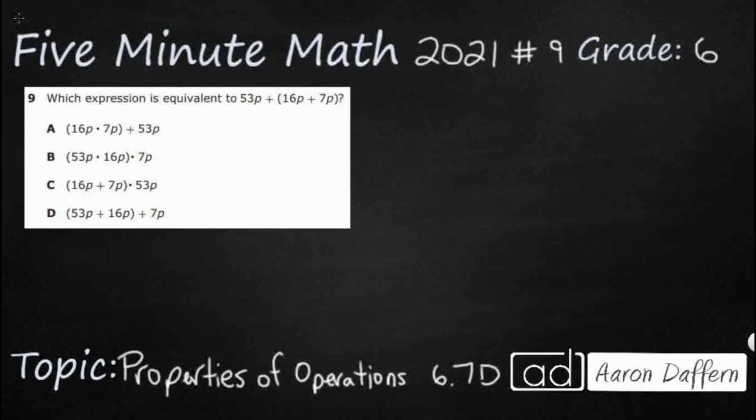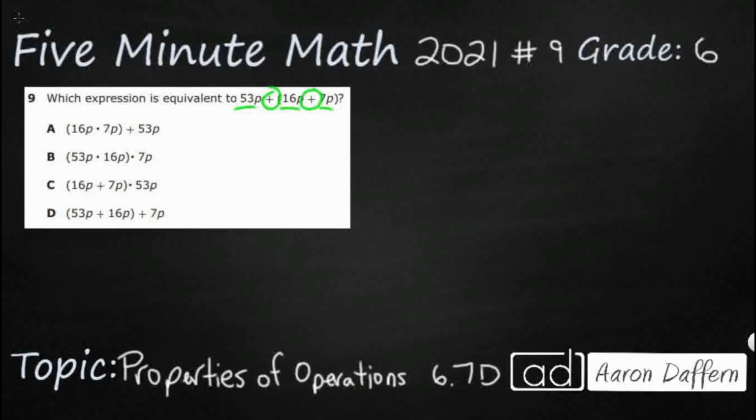So we need to find an expression that is equivalent to this: 53p plus, and then we've got parentheses, 16p plus 7p. So it's nice, we're just adding three different terms here, 53p, 16p, and 7p. So we can do this two different ways. First, let's use the short way.